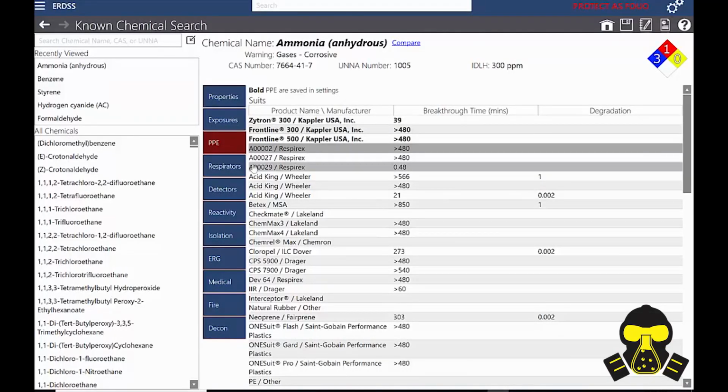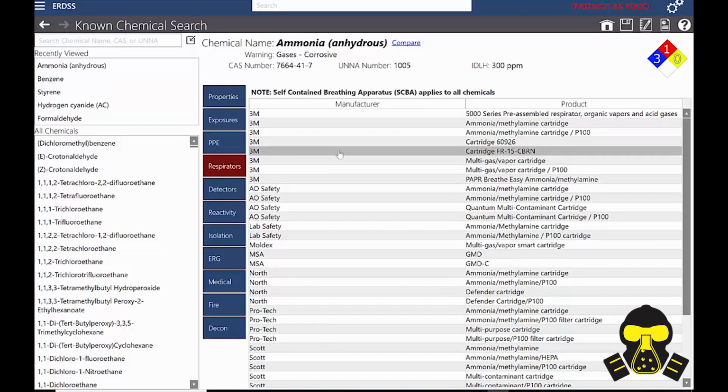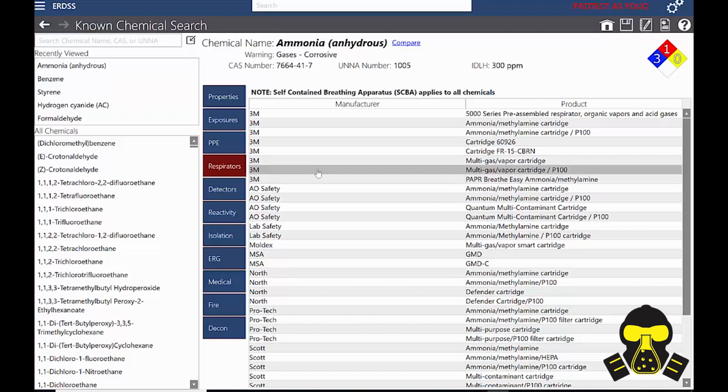If we go to respirators, this is just going to the NIOSH list of respirators, canisters, and cartridges that are certified against this material, which is ammonia. And there's no bolds there, so that means we don't have one. We didn't choose a specific one there. We just said we have canisters.